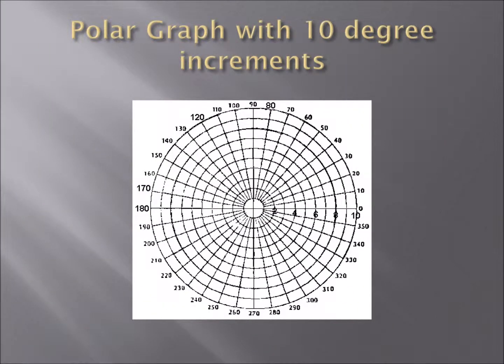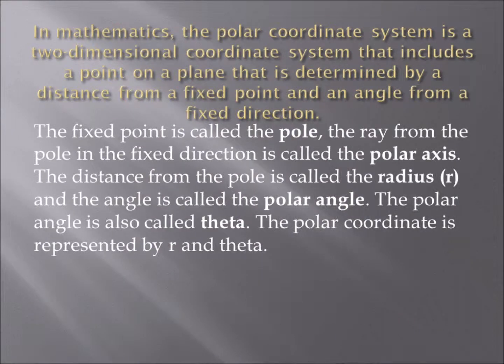Polar graph with 10-degree increments from 0 to 360 degrees. In mathematics, the polar coordinate system is a two-dimensional coordinate system in which a point on a plane is determined by a distance from a fixed point and an angle from a fixed direction.